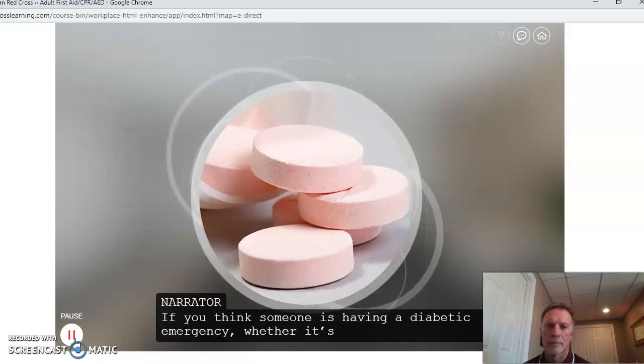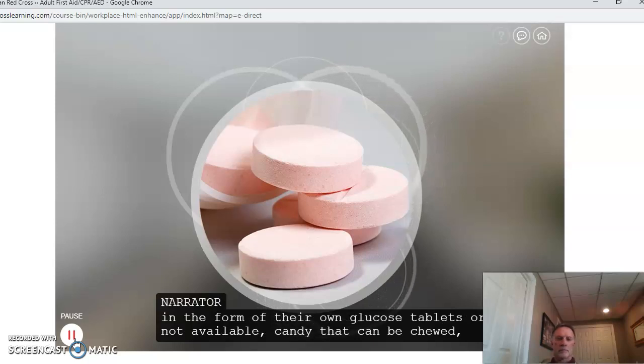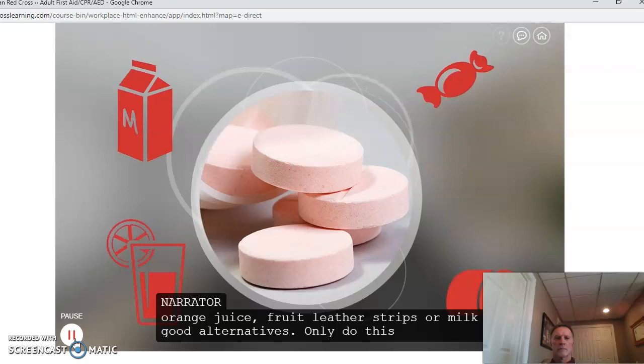If you think someone is having a diabetic emergency, whether it's hypo or hyperglycemia, it's best to give the person 15 to 20 grams of sugar in the form of their own glucose tablets, or if not available, candy that can be chewed, orange juice, fruit leather strips, or milk are good alternatives. Only do this if the person is awake, able to follow simple commands, and safely swallow.